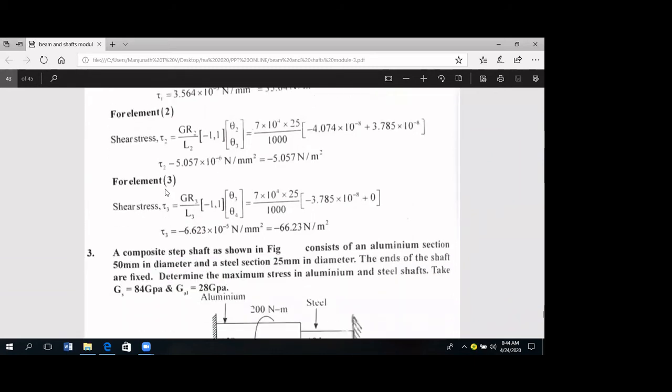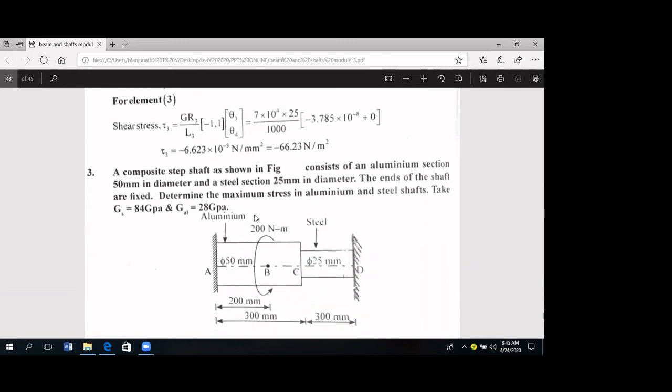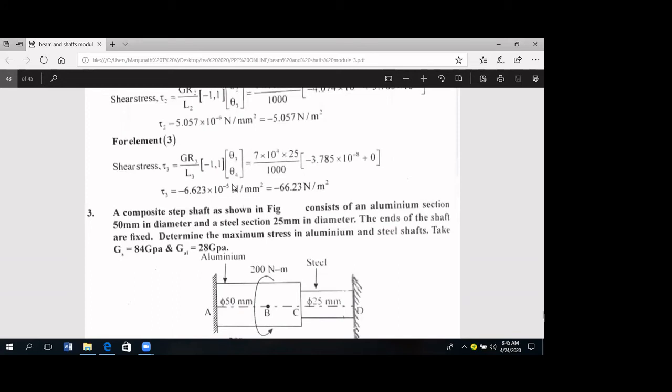Then similarly, for element number 3, tau 3 is equal to G R3 divided by L3 into minus 1 theta 3, theta 4, which is 7 into 10 to the power of 4 into 25 divided by 1000. Here theta 3 value we have got minus 3.785 into 10 to the power of 8, and theta 4 value will be 0 because it is fixed in the boundary condition itself. We have considered it as 0, so just multiplying these values with the theta 3 value, we are going to get tau 3, which is equal to minus 6.623 into 10 to the power of minus 5 Newton per millimeter square. So this is how we get the angle of twist and the shear stress for the given problem.